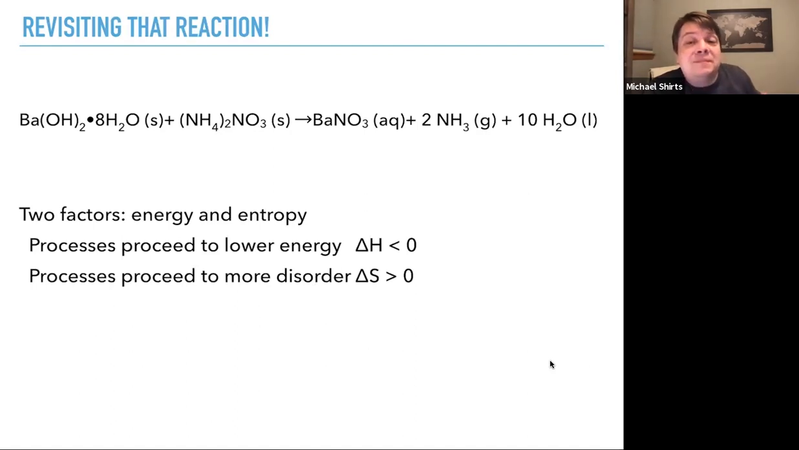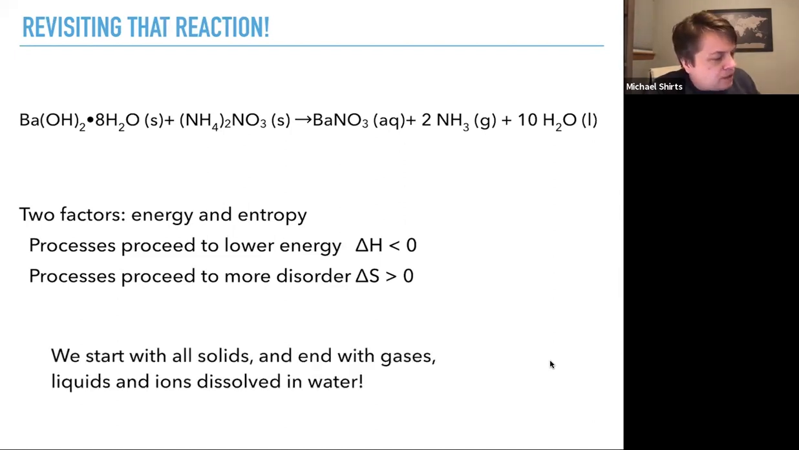What if the entropy increases, but the enthalpy also increases? What do we do in that case? We'll talk about that next time, about how to balance those two effects. But those are two effects that can push a reaction forward: the fact that it becomes lower in enthalpy, i.e. it's exothermic, or that it increases in entropy. So in this case, we start with all solids, end up with gases, liquids, ions dissolved in water, definitely a higher entropy state. And that high entropy is enough to compensate for the fact that it is an endothermic reaction.